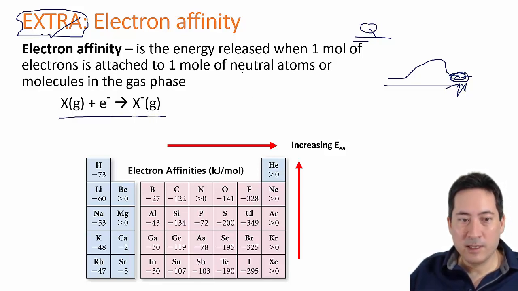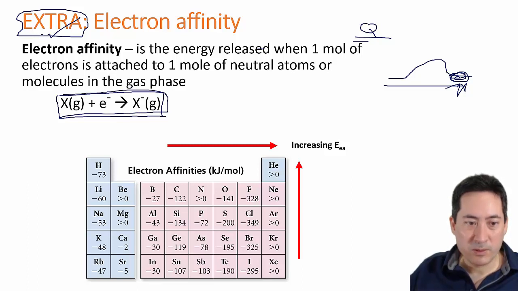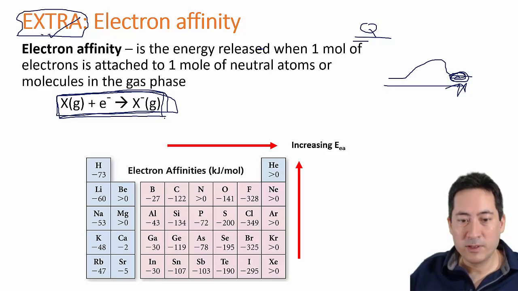And so electron affinity is the energy released when 1 mole of electrons is attracted to 1 mole of neutral atoms or molecules in the gaseous phase. That is useful because once we start being able to put equations together, we can use Hess's law, which is coming up later, to solve various problems.